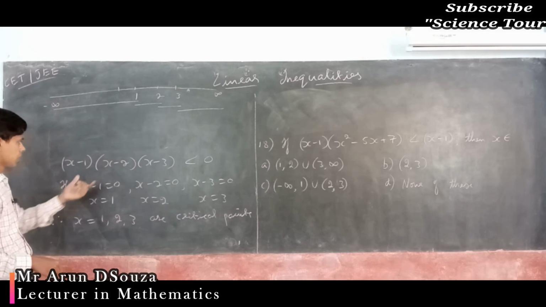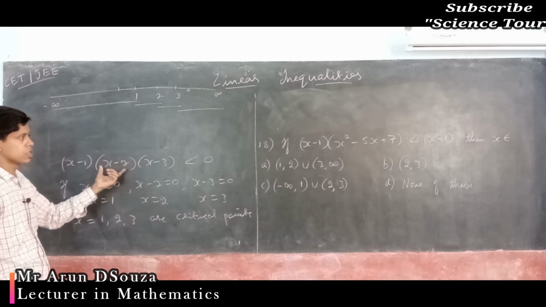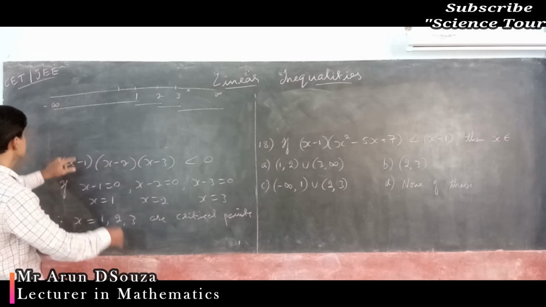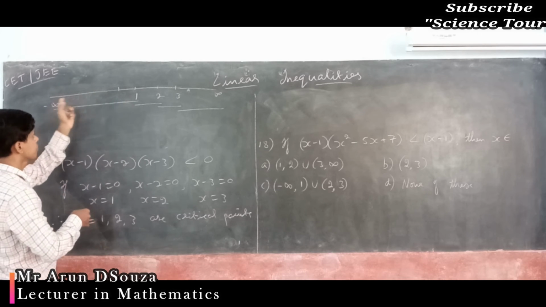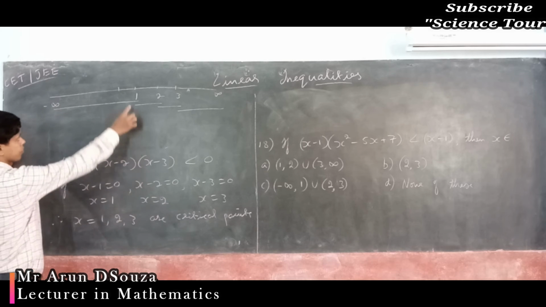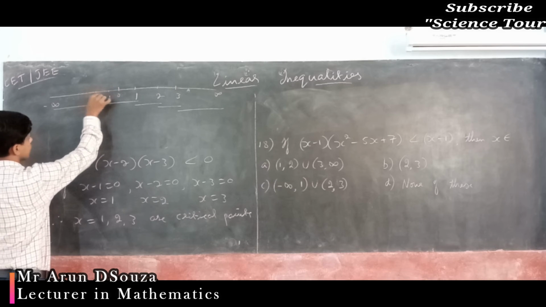And in those 4 intervals we have to check whether this will be positive or negative. Alright, so we have to check where it is negative. Let's do it. You put any value below 1. Okay. So below 1, you can put 0, you can put minus 1, you can put minus 2.